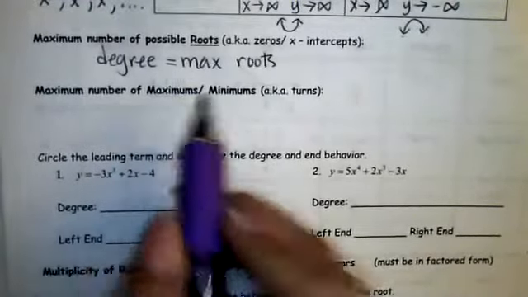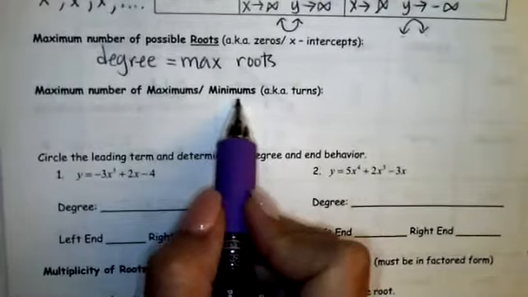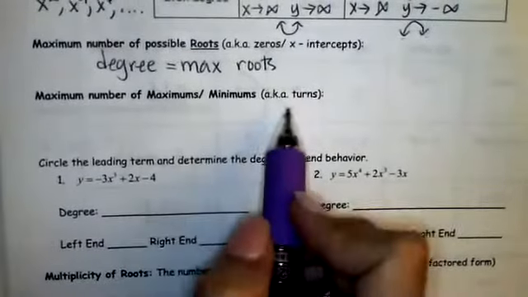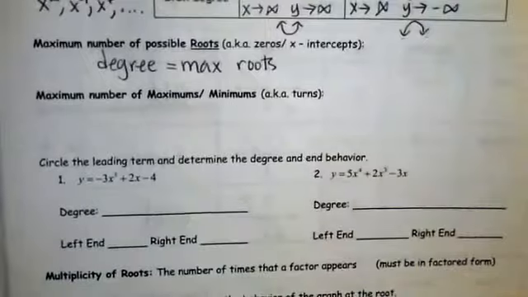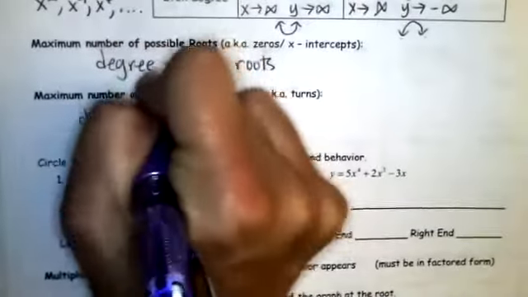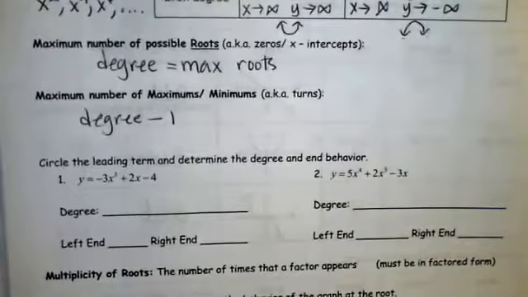Now for a maximum number of minimums or maximums, and that's talking about relative ones and absolute ones, or AKA the turns. How many turns can that polynomial have? It is the degree minus 1. So if it is a 7th degree polynomial, it can have 6 turns or 6 relative max and mins.